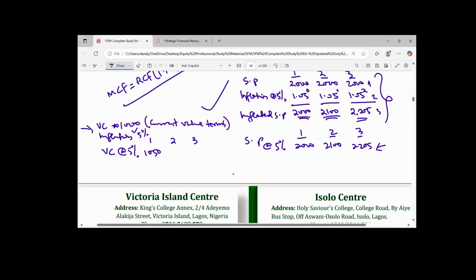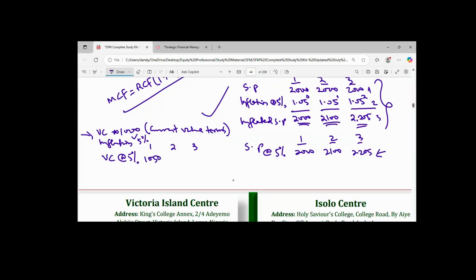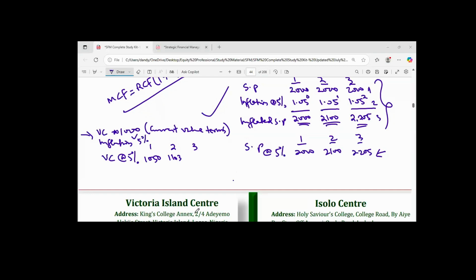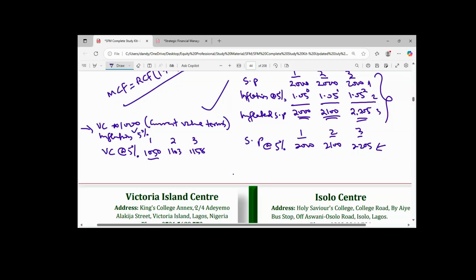In year two, I will then continue my calculation. 1,050 multiplied by 1.05 equals 1,103. Here is 1,103. Then what I have in my calculator, if I want to do for year three, whatever I have in my calculator multiplied by 1.05 equals 1,158. Here is 1,158. With this, I've inflated the variable cost.